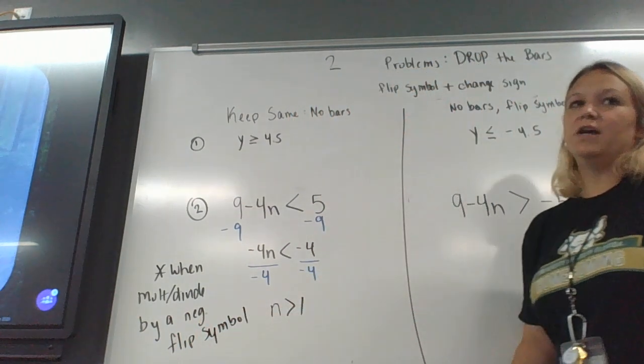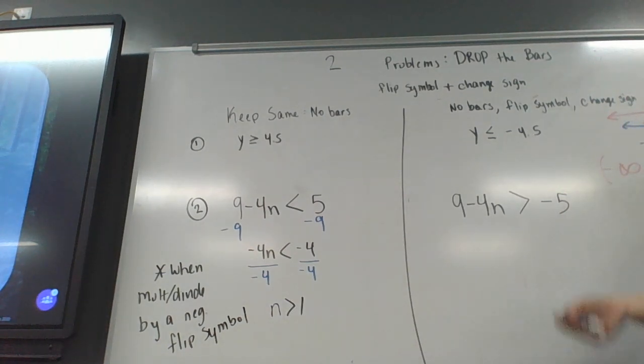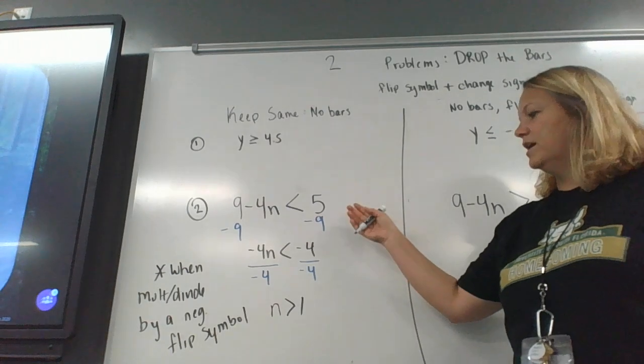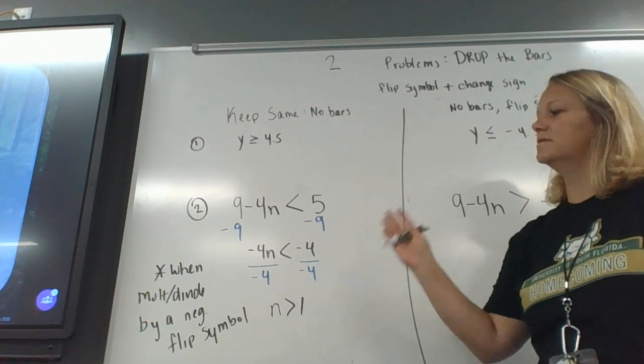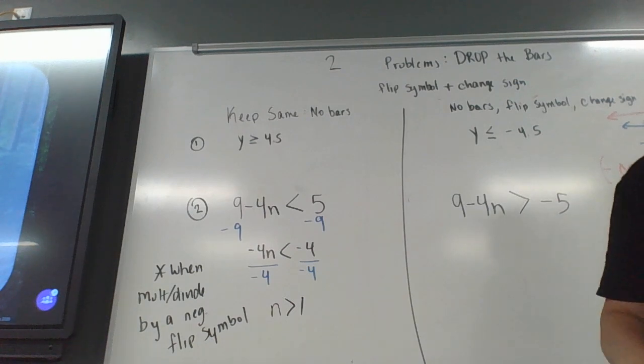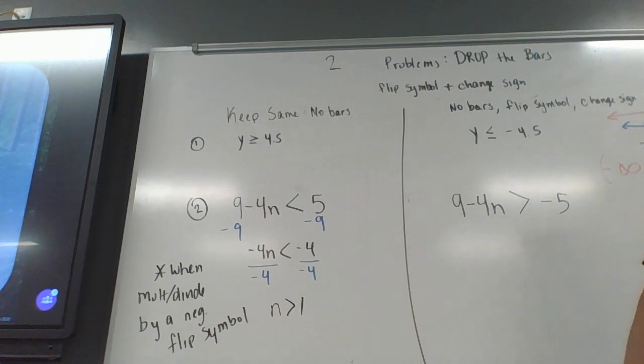Flip this. Technically, you're taking the negative side, so the other side of this thing, you're changing everything. Like everything has changed. We had a negative number, and now we have a positive number. Like that's a big deal. Flip your symbol. Everything's different. So this one ends up being n is greater than positive 1.